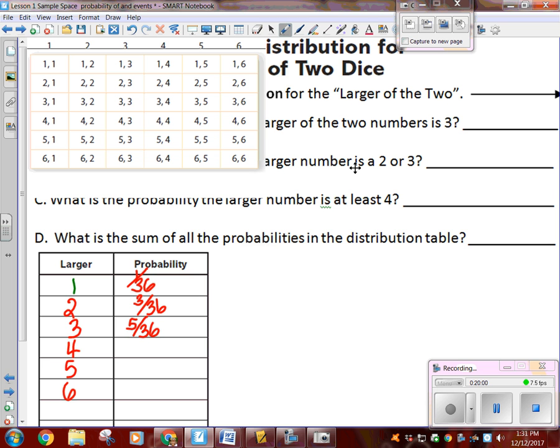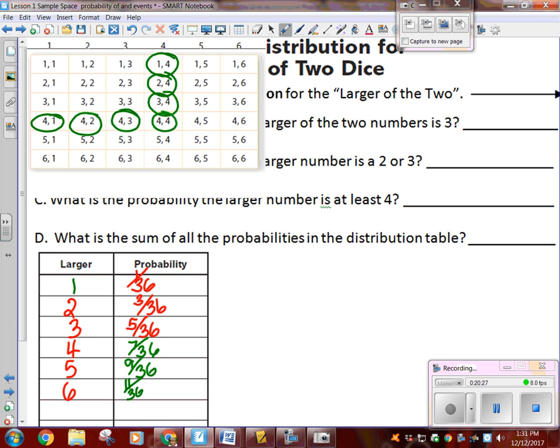So if I do 4, circling when 4 is the greatest, it's kind of nice to have something there. Did you get 7 out of 36? Okay, what'd you get for 5? 9 out of 36? What about 6? 11 out of 36. So again, a pattern, right?